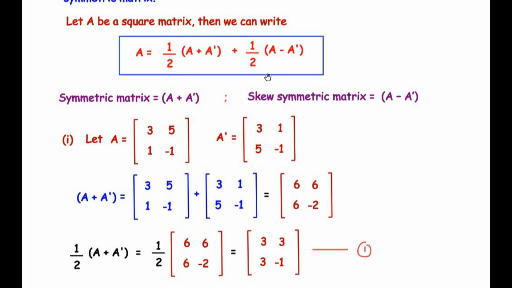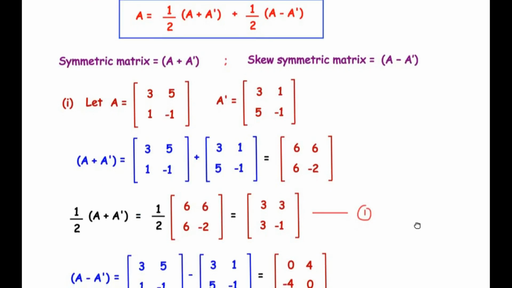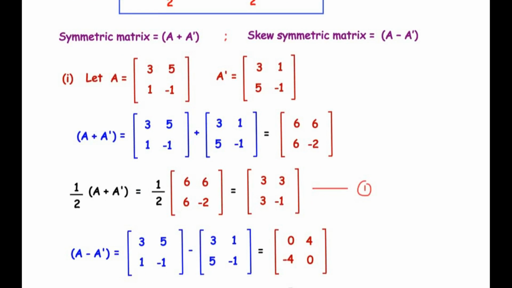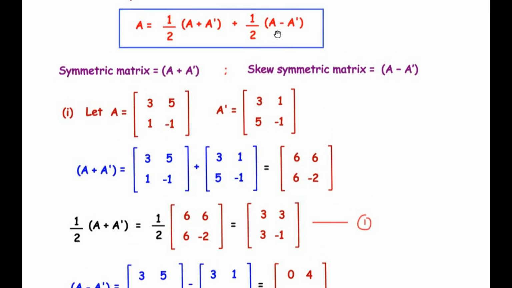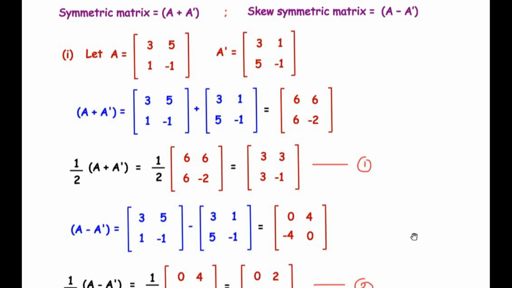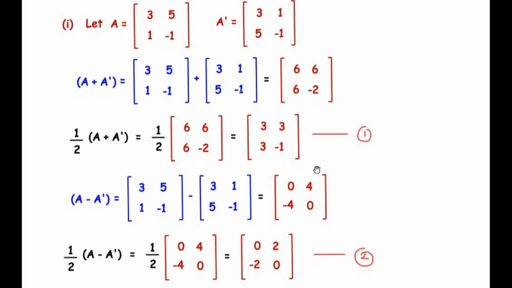Now on a similar basis, let us find A minus A transpose. So 3 minus 3 is 0, 5 minus 1 is 4, 1 minus 5 is minus 4 and minus 1 minus of minus is plus, so minus 1 plus 1 is 0. Now once we have got this, let us find 1 over 2 times (A minus A transpose). So 1 over 2 multiplies with all the elements of this matrix. So 1 over 2 times 0 is 0, 1 over 2 times 4 is 2, 1 over 2 times negative 4 is negative 2 and 1 over 2 times 0 is 0. Now we have got the second part of this formula.